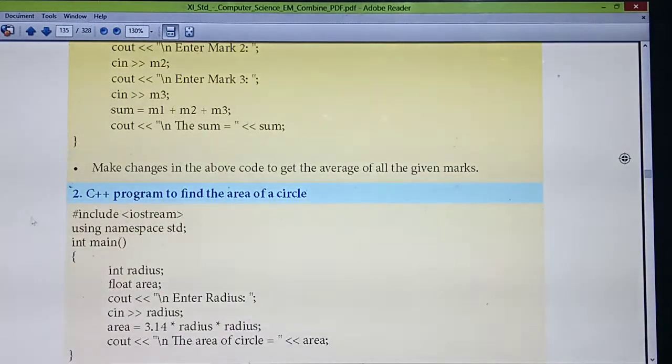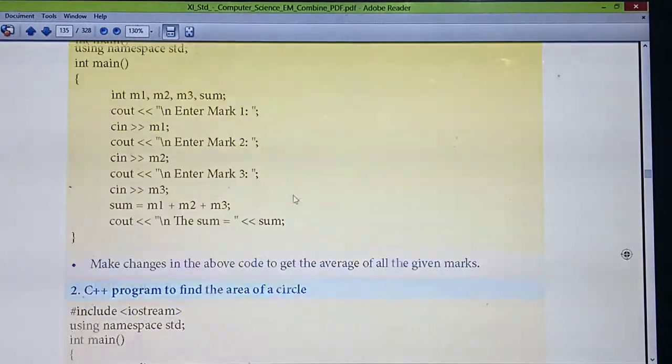So here they are giving: make changes in the above code to get the average of all the given marks. So what's the question they asked? To find the average of all the marks. What's the meaning of average? Average means the 3 marks divided by 3. That's all. So one more line you should add. This is homework for you. Listen carefully. They have given one sample code, but in the question they asked to make changes in the above code to get the average of all the given marks.